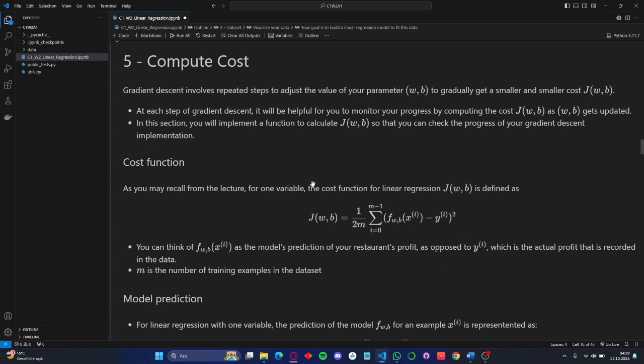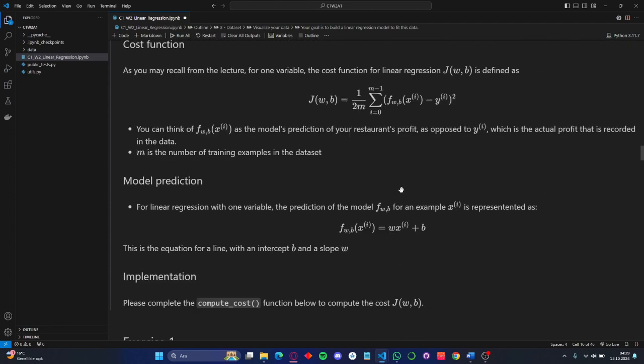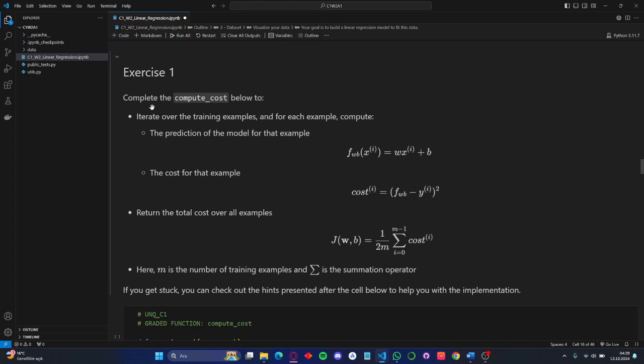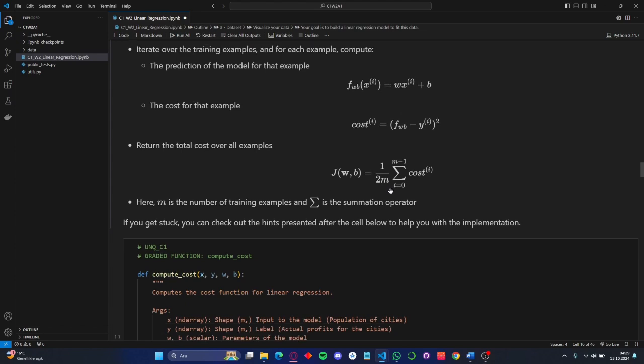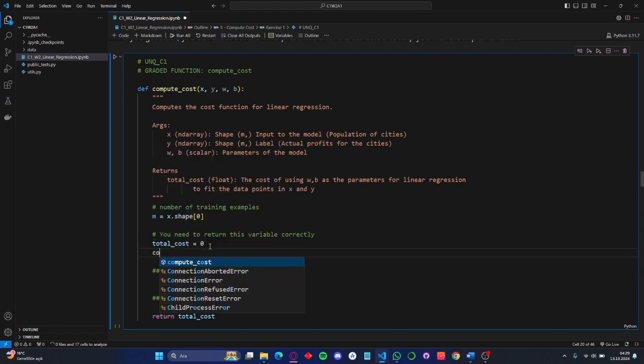Here is the compute cost function, exercise 1. We will compute the cost according to these functions. The total cost function is here, and the cost function for each example is here, and these use our predict function. M is the number of training examples, and the total cost starts at 0, and I will sum for each data point.